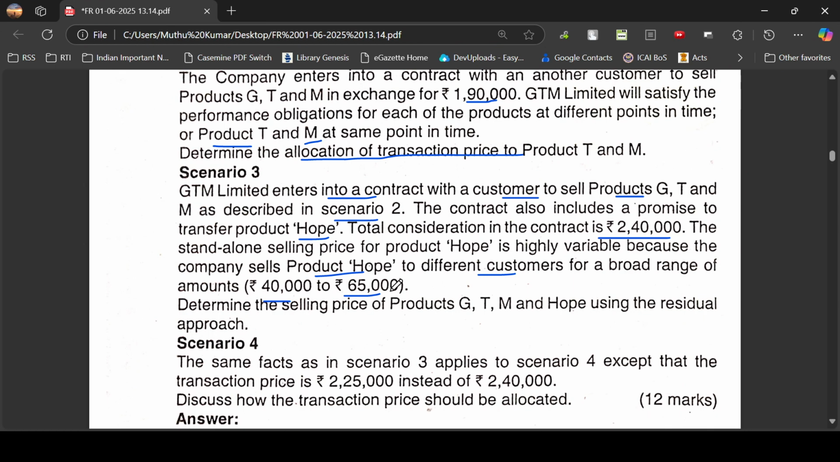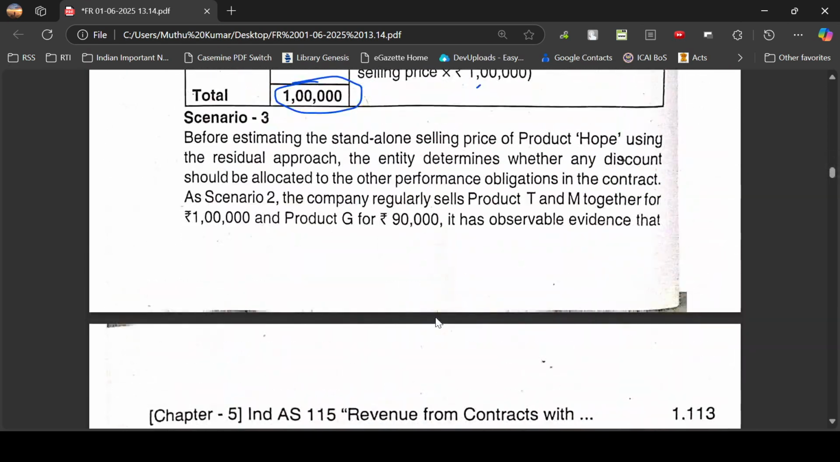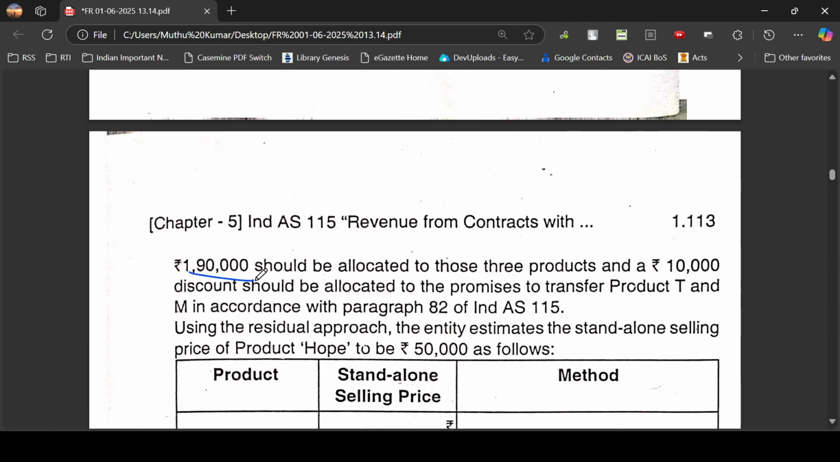And so they sell this at different prices. So determine the selling price of product GTM right now. In this case, before estimating the standalone selling price of product Hope using the residual approach, the entity determines whether the discount should be allocated to other performance obligations in the contract. In scenario 2, the company regularly sells products T and M at 40,000 and 60,000, and 90,000 for product G. It is observable evidence that 1,90,000 must be allocated to the three products and the 10,000 discount should be allocated to the promise to transfer products T and M in accordance with Ind AS 115.